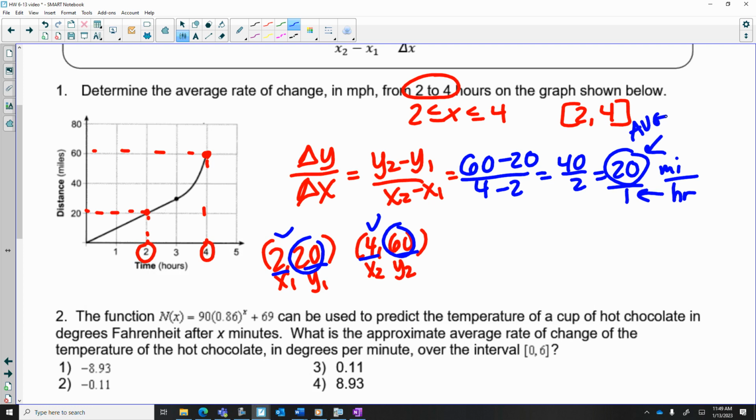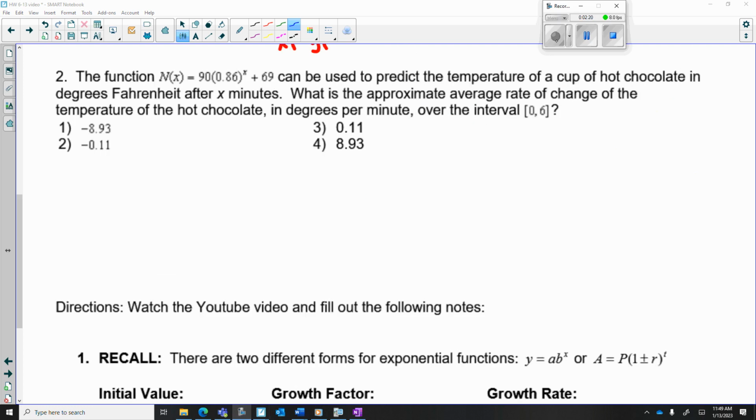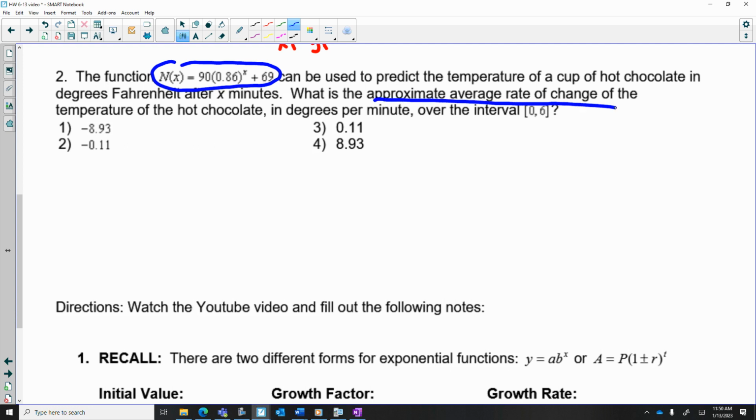So now let's take a look at the next one. Now this one gives you an equation that's an exponential. So we put this here because we wanted to review average rate of change with an exponential function. So it's giving you the exponential function, and it's asking, can we predict the approximate average rate of change of the temperature of hot chocolate over the interval from x equals 0 to x equals 6? So remember, if x represents the time in minutes, this is really time 0 minutes to time 6 minutes.